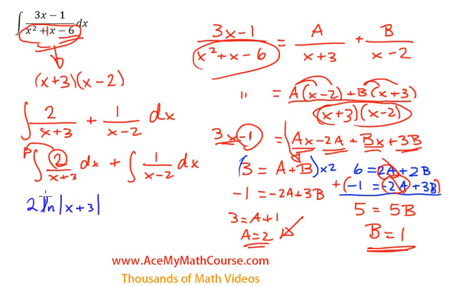I'm going to make the L different, otherwise it just looks like the absolute value. Plus 1 times the ln of the absolute value of x minus 2. Plus c, don't forget the constant. And that's it.